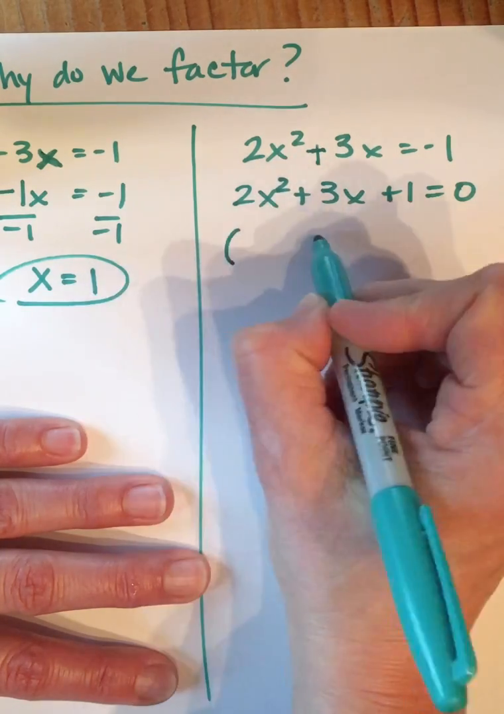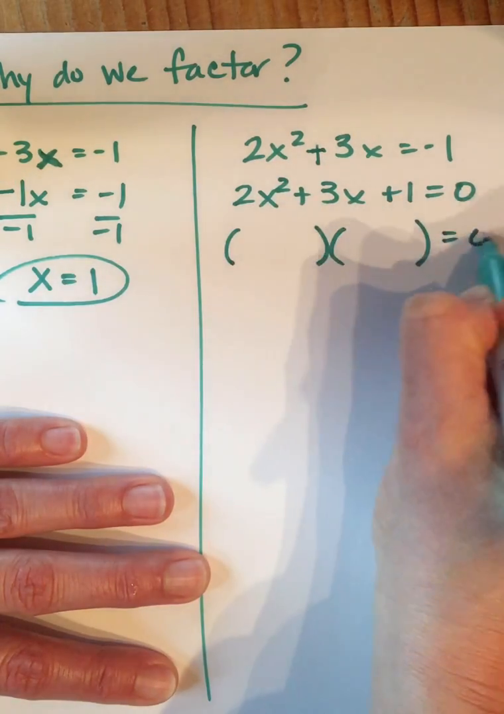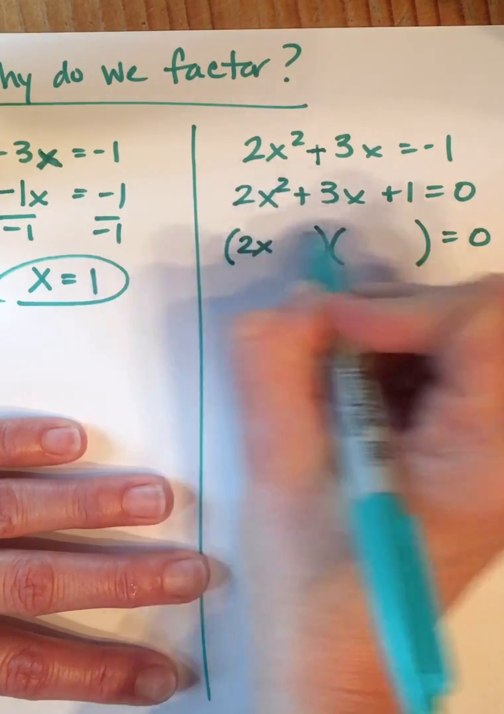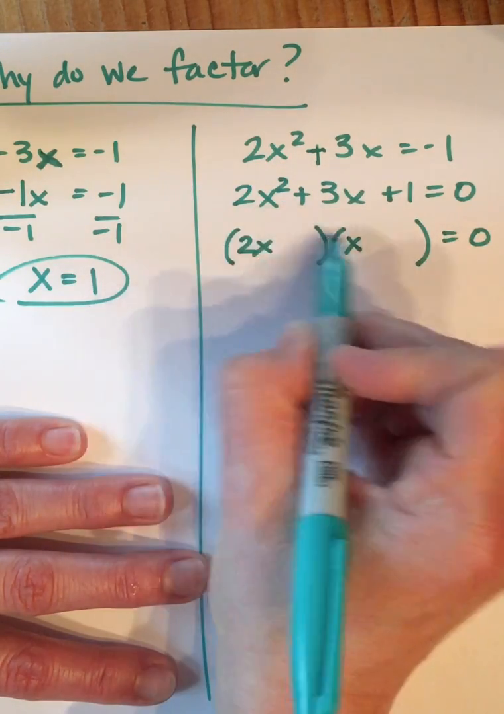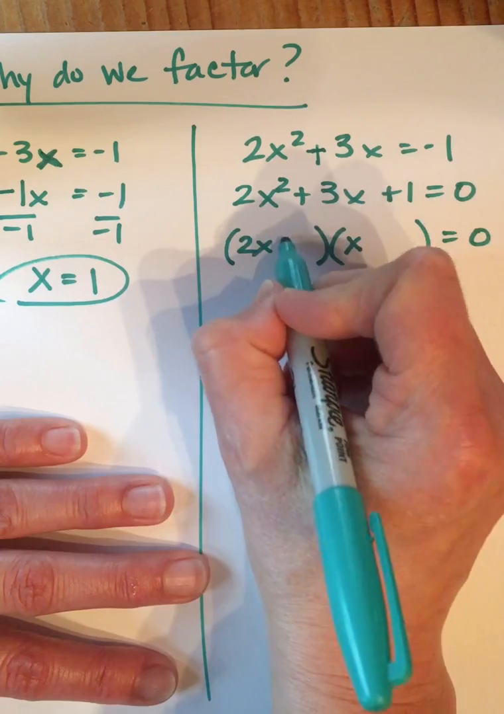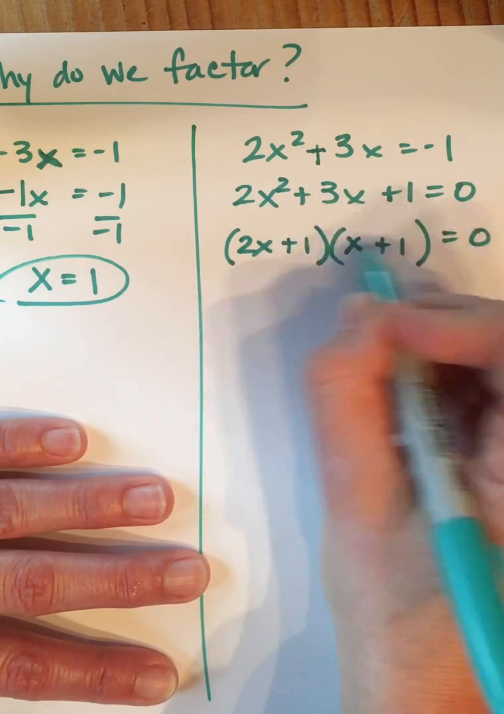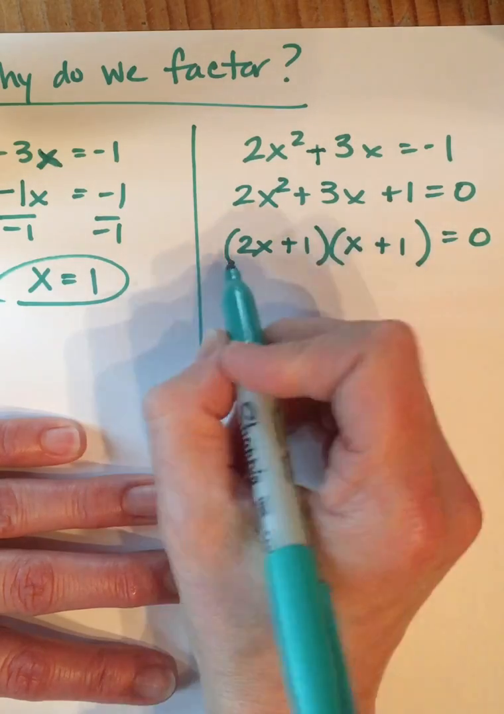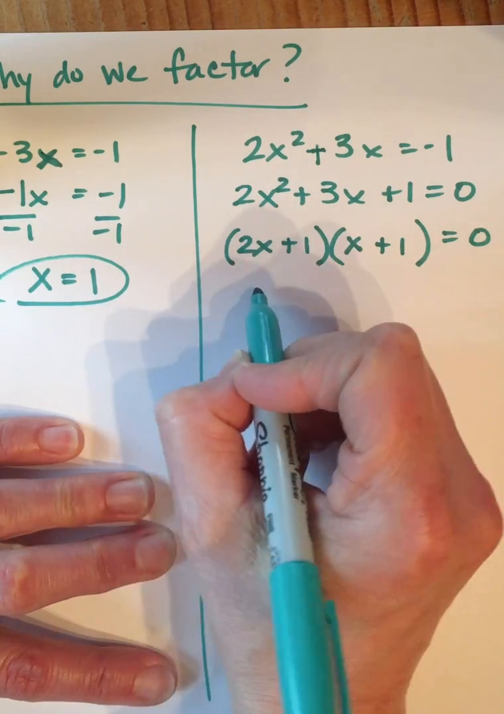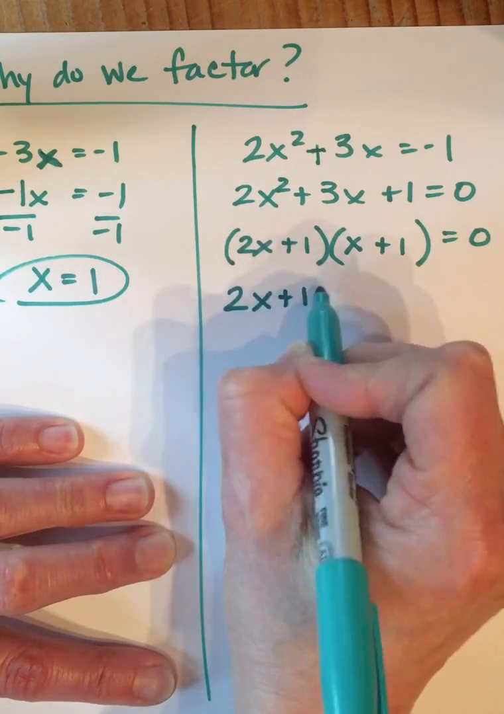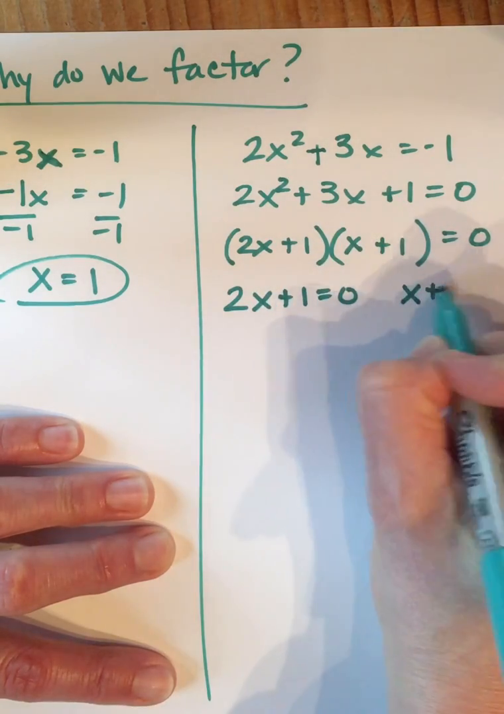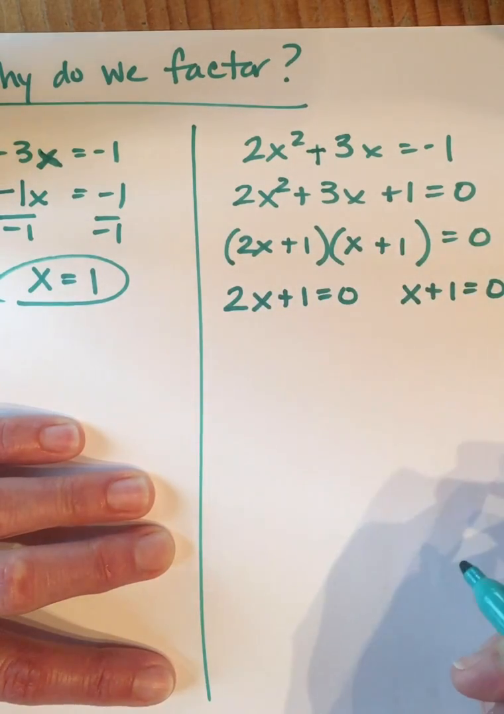So I'm going to factor this into two binomials. It's going to be 2x and x, because that's how I'm going to get 2x squared. And since it's plus 1 here, the only way to get a positive 1 is 1 times 1. And I'm going to have now two mini equations. 2x plus 1 is equal to 0, or x plus 1 is equal to 0.